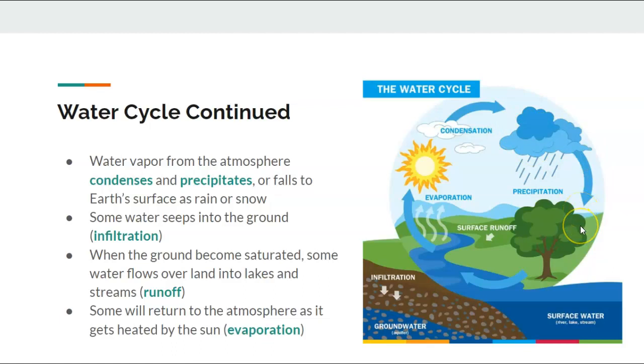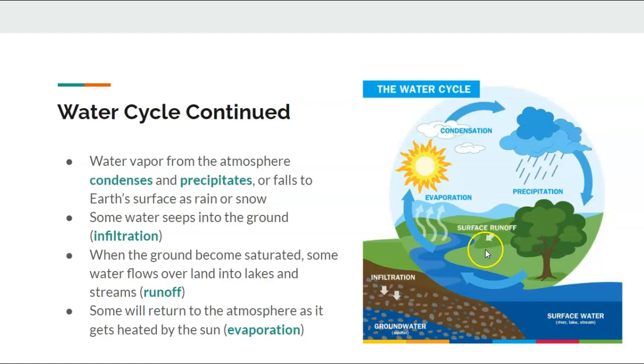Now, when it hits the ground, some water will seep into the ground. That's called infiltration, right? The water will infiltrate the ground, like some people infiltrate behind enemy borders. Sometimes that ground will become saturated. It will take in as much water as it can, but it cannot take any more, and it becomes saturated at that point. Once the ground is saturated, some of the water will then run off into the river, lake, stream, whatever it is that's closest to it. That's called runoff.